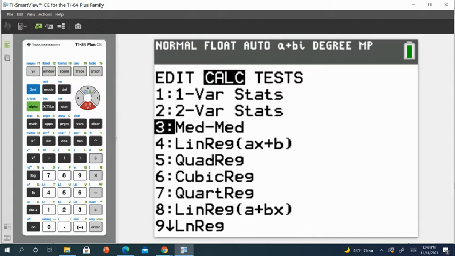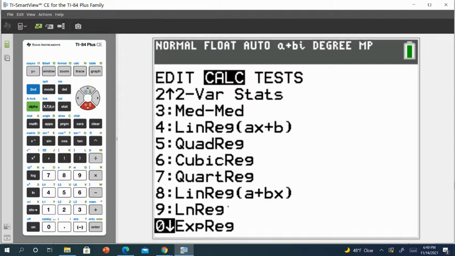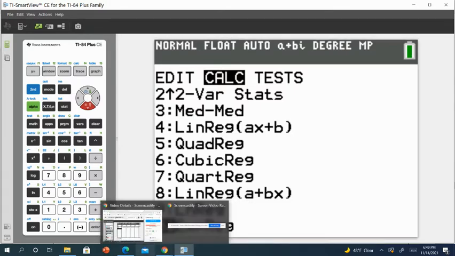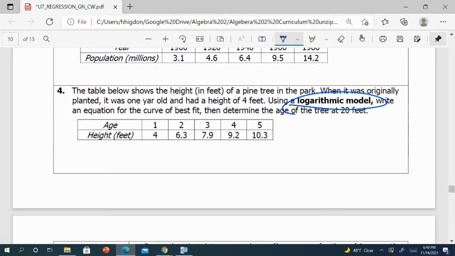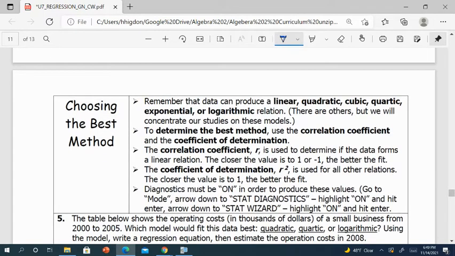You have to arrow down to the next page in order to see exponential and logarithmic. Actually, logarithmic is number 9. It's that natural log, but it's logarithmic. And then the next one down is your exponential. So you'll use 4 for linear, 5 for quadratic, 6 for cubic, 7 for quartic, 9 for log, and 0 for exponential.